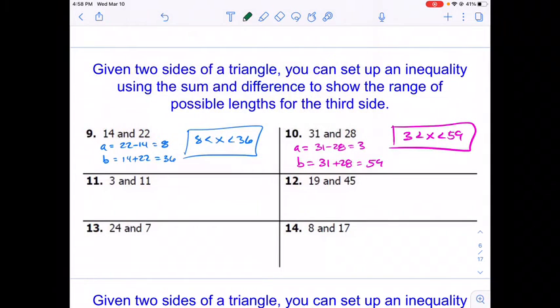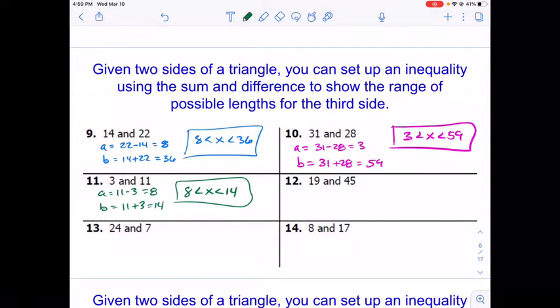So let's try the next one. We got 3 and 11, so we're going to find our A. We're going to do 11 minus 3, which is 8. And for B, we're going to add them together. 11 plus 3 is equal to 14. So 8 is less than x, which is less than 14.